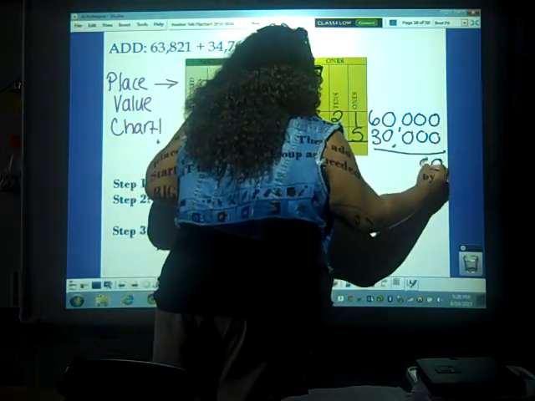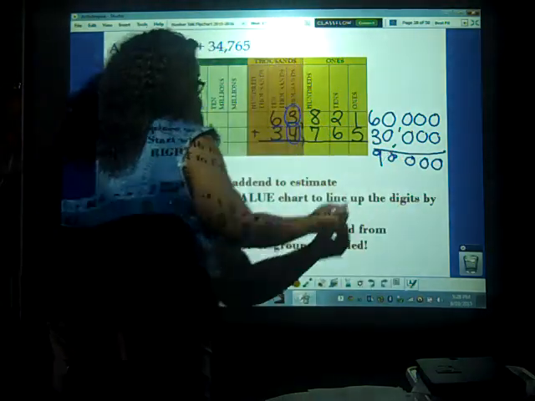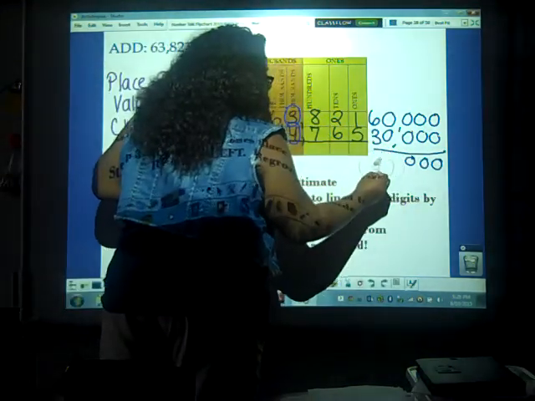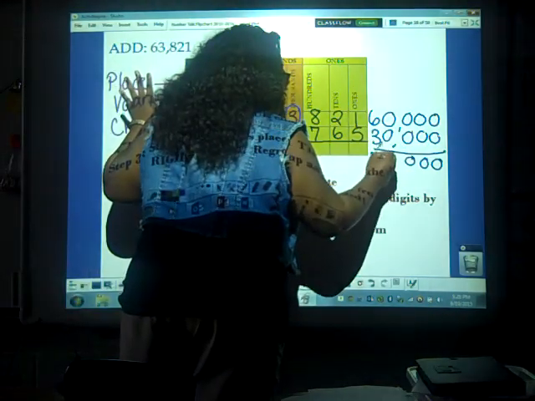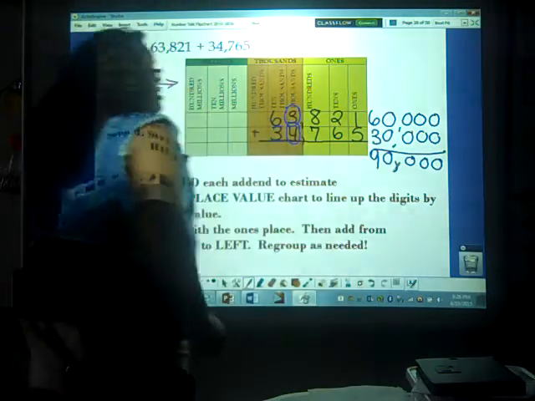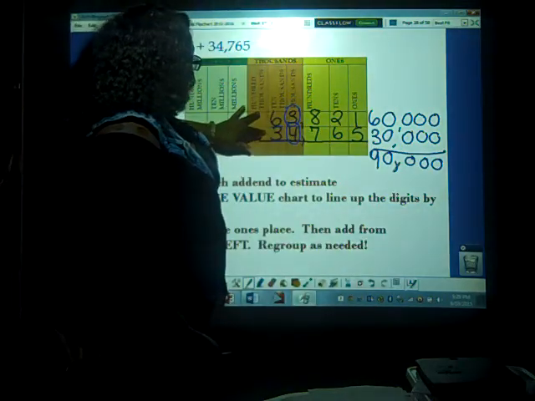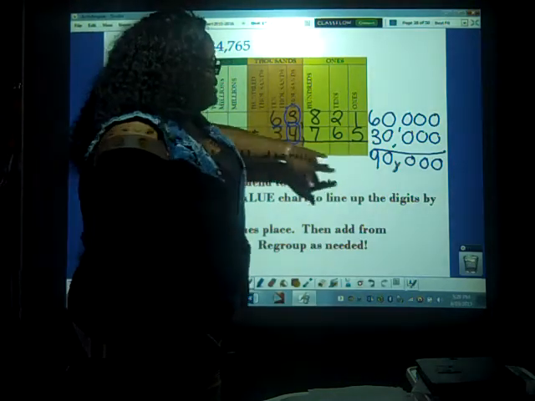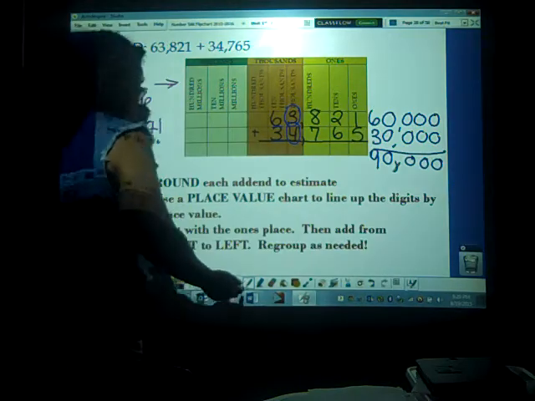I'm going to add this up. What is wrong with my handwriting? It is not up to par. Please excuse me. So once I finish adding my two addends, my sum should be somewhere around 90,000, okay? So let's go ahead and work on that.